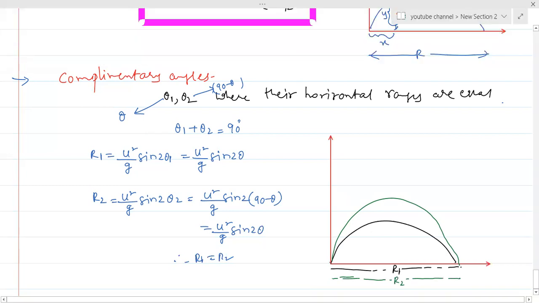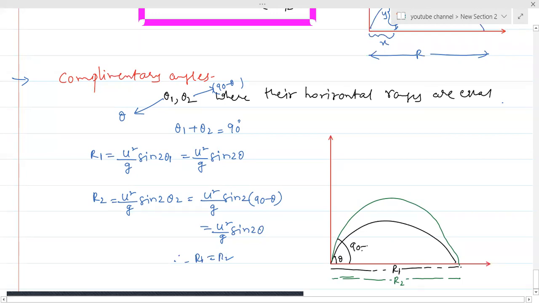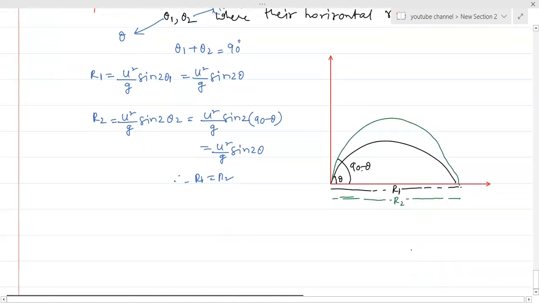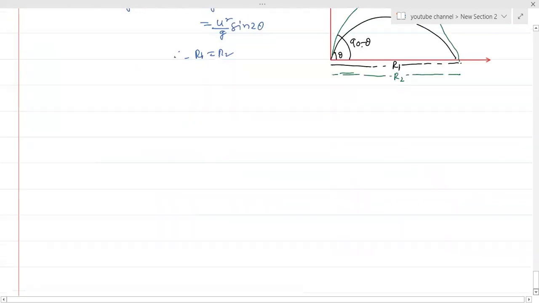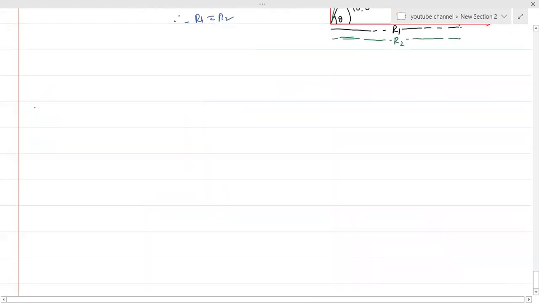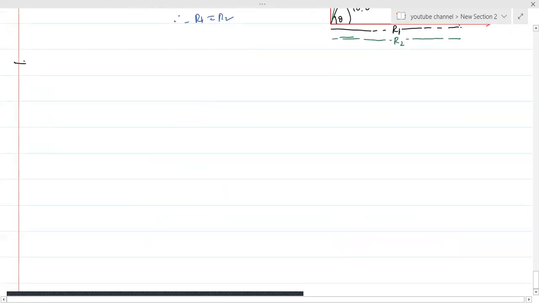And the respective angles I'm speaking of: this is theta and the second angle is 90 minus theta. So these two angles are known as complementary angles. In the complementary angles, we will discuss everything.